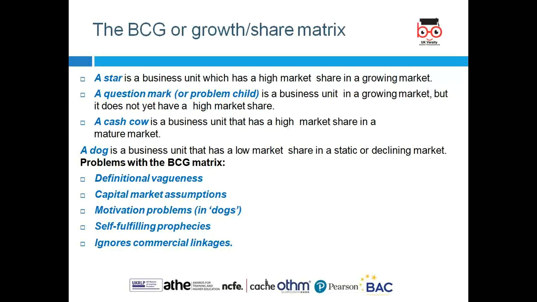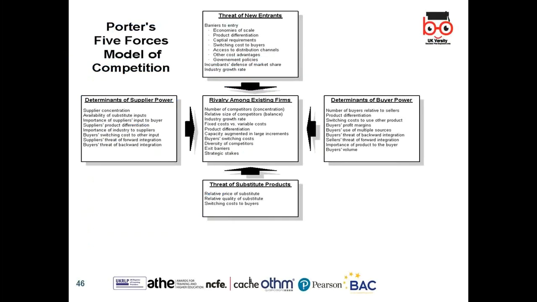A star is a business unit in a high-growth market with high share. A question mark is a business unit with low share in a high-growth market. Cash cows have high market share in a mature market. A dog is a business unit with low market share. The BCG matrix can sometimes be vague, with capital market exemption and motivation problems for dogs, and self-fulfilling prophecy, ignoring the commercial context.